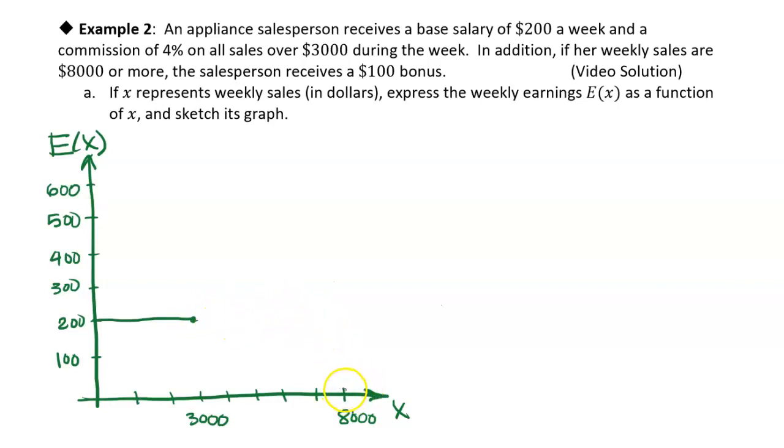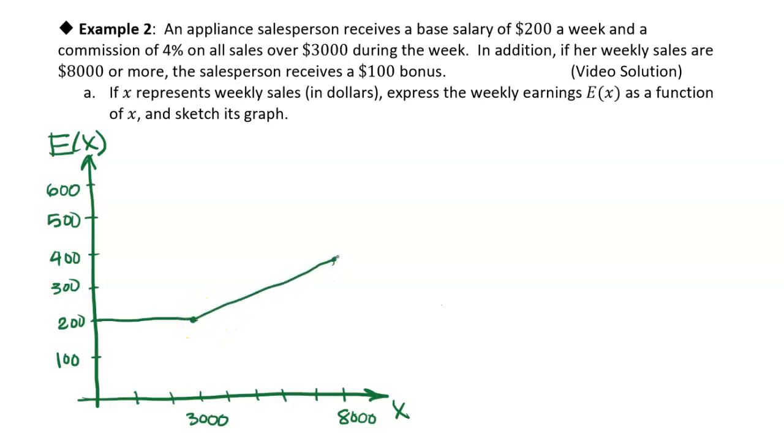When you get to 8,000, that's $5,000 over $3,000. So she'll earn commission on $5,000. So 4% of $5,000 is $200. Okay, so when we get to $8,000, she's earning an extra $200 in commission. Okay, so she gets her base salary plus $200 commission, right? 4% of $5,000. All right, and so it goes up steadily.